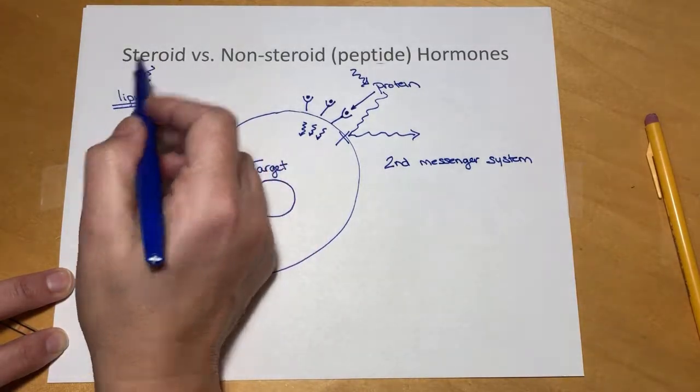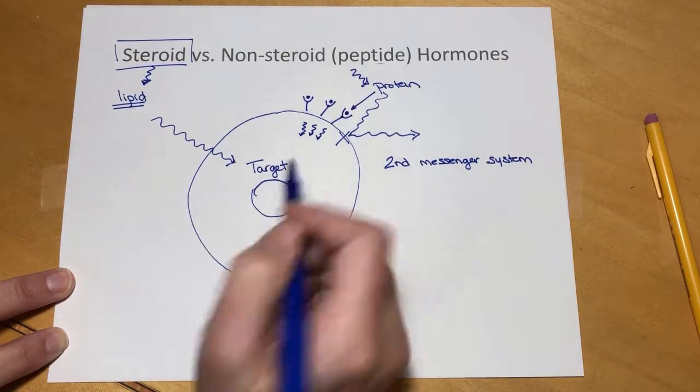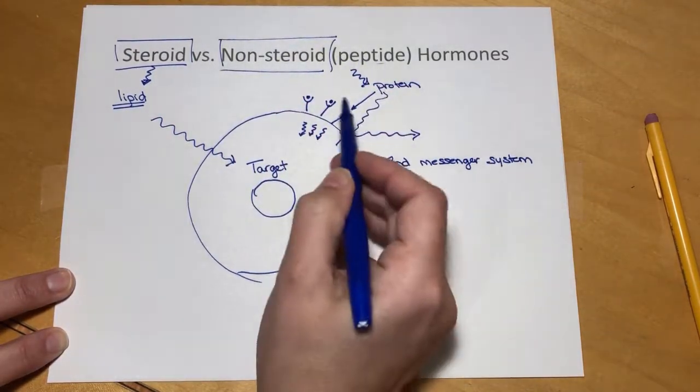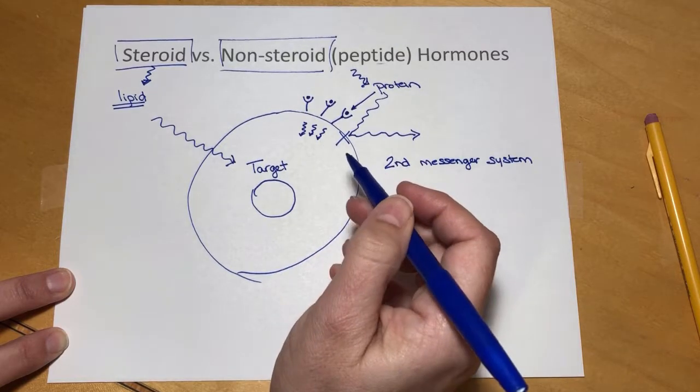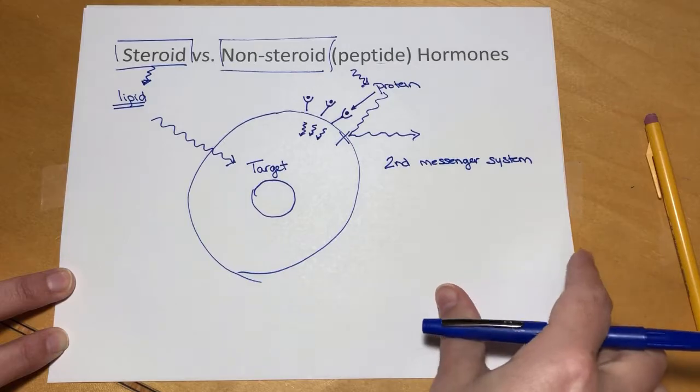So we have our two types of hormones here: steroid hormones, which are lipids and can enter the cell, and non-steroid hormones, which are not lipids and cannot pass through the plasma membrane and have to bind to a receptor on the outside of the cell. The endocrine system is very important in homeostasis.